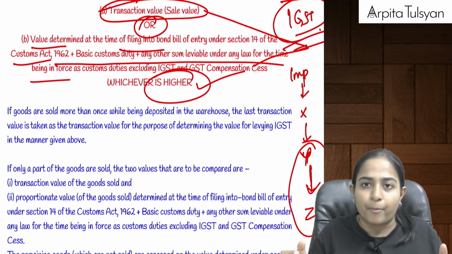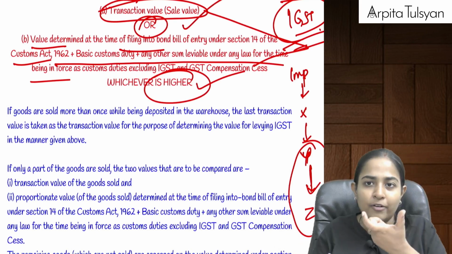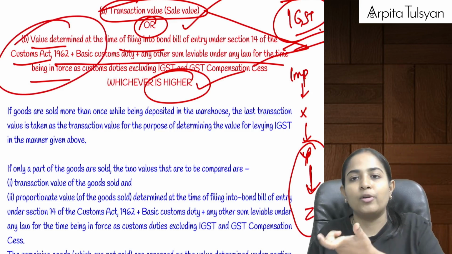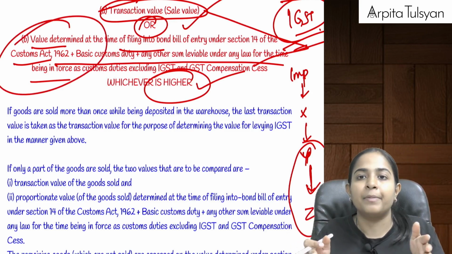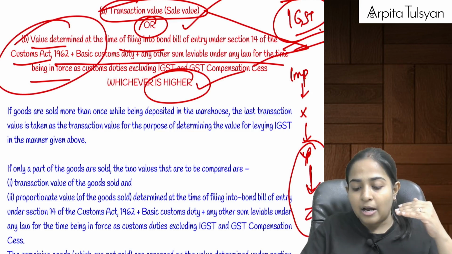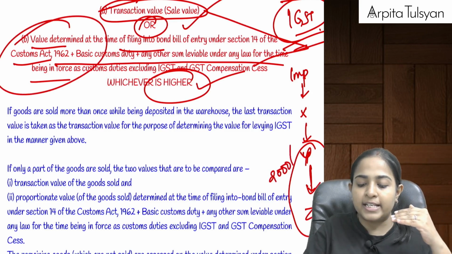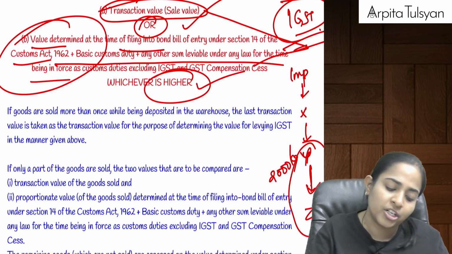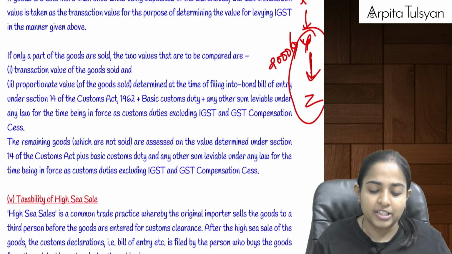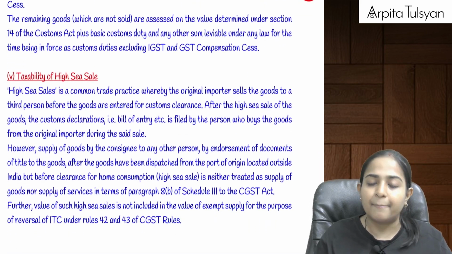Everything will be done proportionately. The transaction value will be only for the proportionate goods, and the into-bond bill of entry value will also be calculated only for the proportionate goods. Example, if the value was 10 lakh rupees for a total of 10,000 kgs of goods, but now the transaction is happening only for 2,000 kgs of goods, just do the proportionate calculation, and out of those two, whichever is higher, on that value your IGST and GST compensation cess will become applicable.